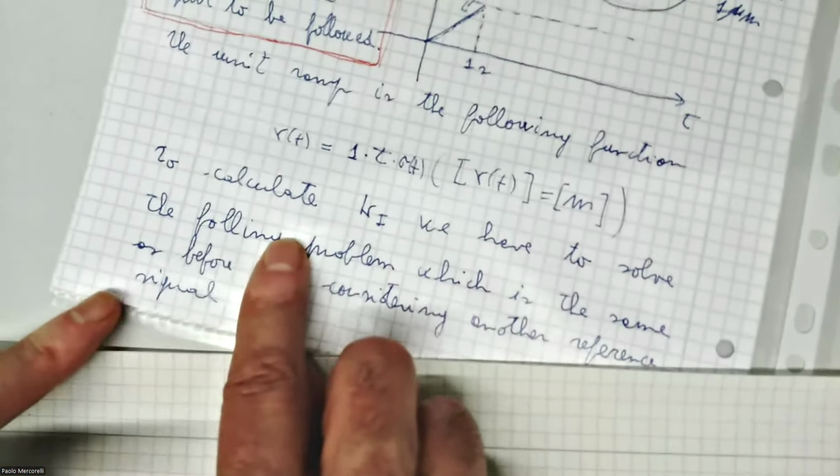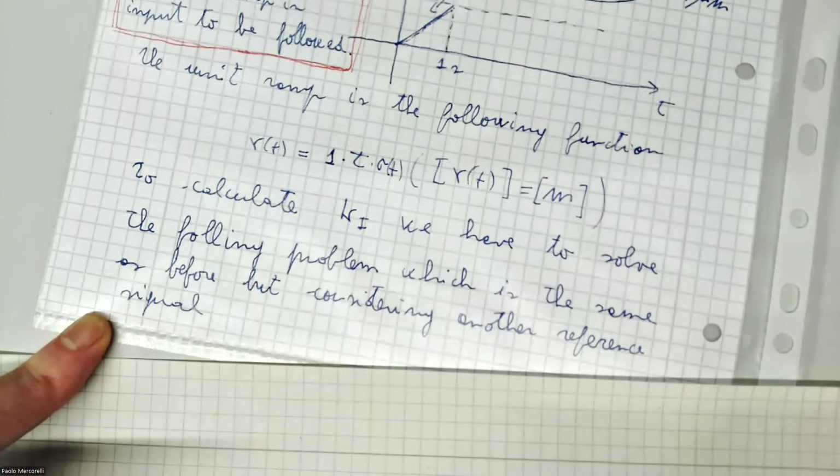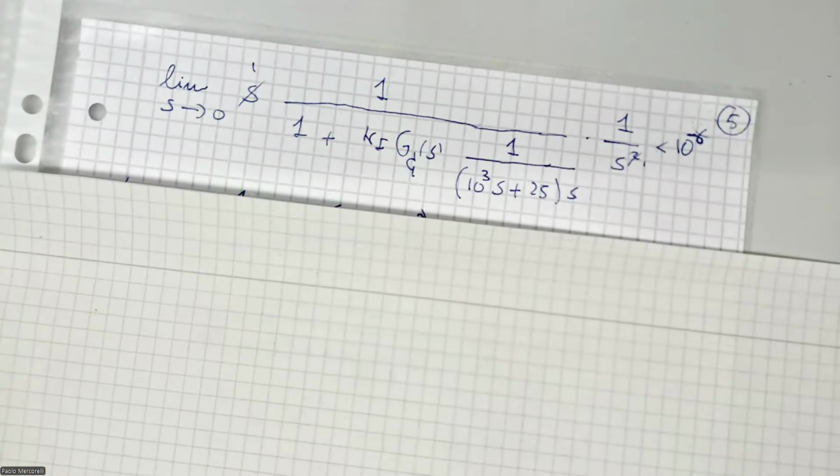Again, now the problem is as before. To calculate Ki, we have to solve a problem which is of the same form as before, but now in input we have a ramp. Let me see, page number 5. Yes. Look.